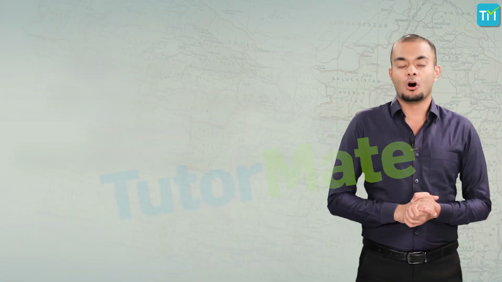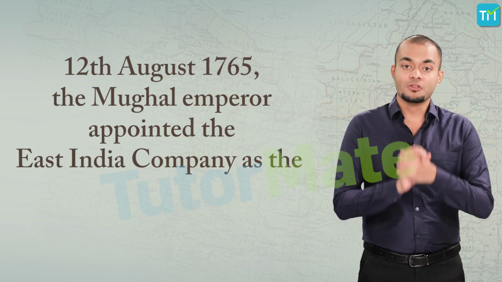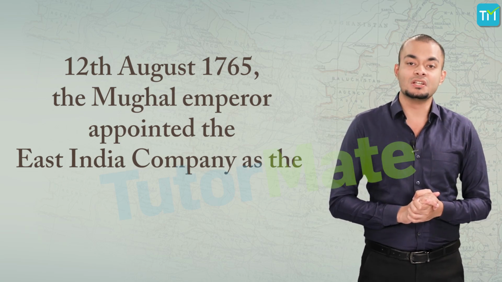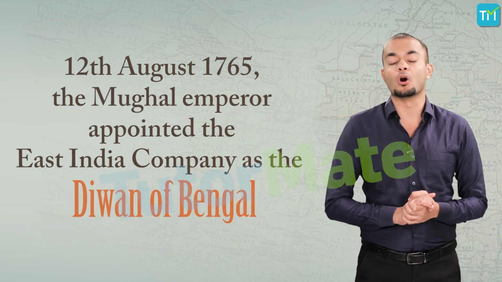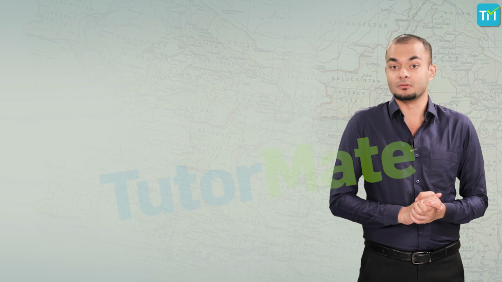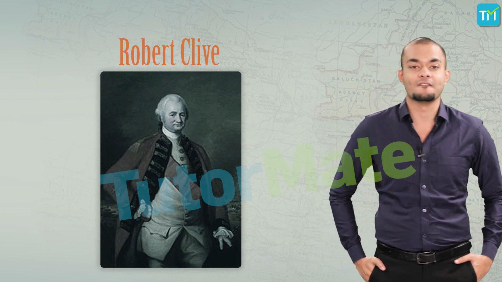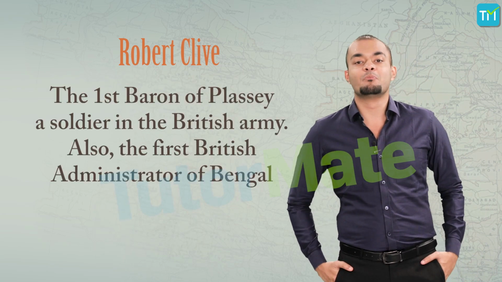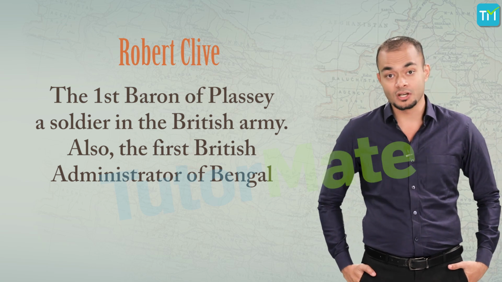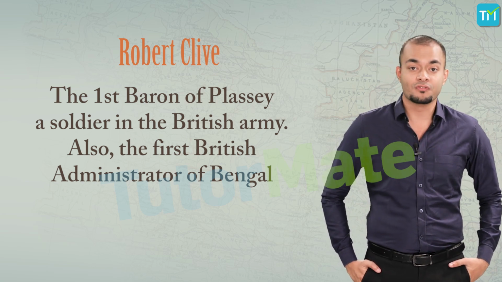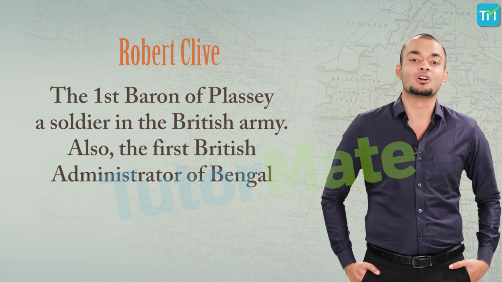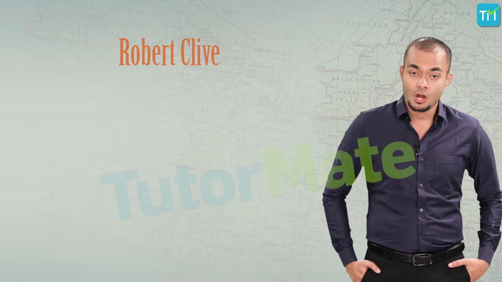Like I said before, after Aurangzeb's death, the Mughal Empire had begun to collapse. On the 12th of August 1765, the Mughal Emperor appointed the East India Company as the Diwan of Bengal. How did this happen? Well, the person behind this was the famous Robert Clive. Clive was the first Baron of Plassey, who was a soldier in the British Army, and he also served as the first British Administrator of Bengal. He was one of the early creators of British power in India.